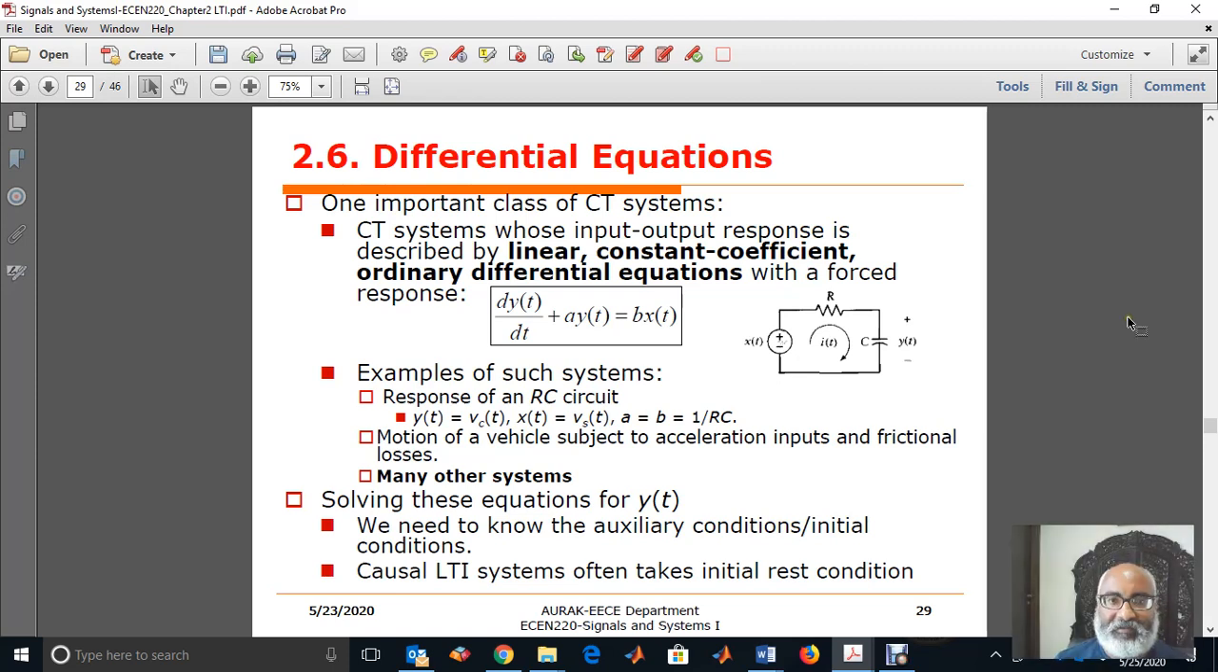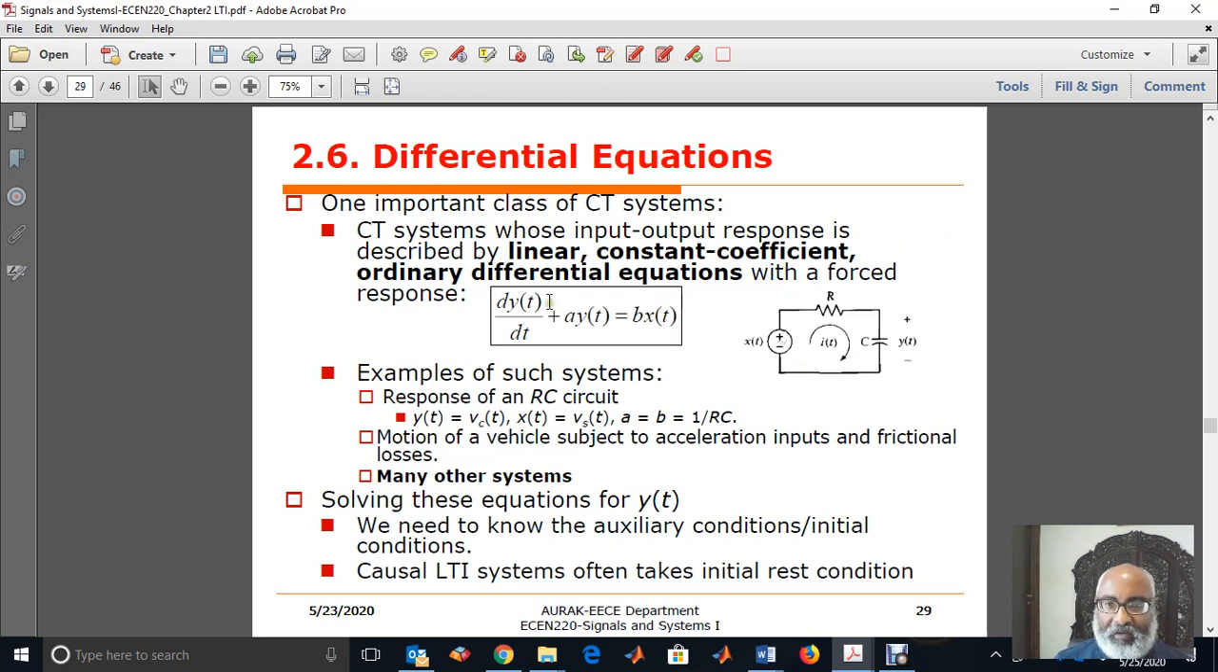Hello, students. In this lecture, we will study systems described by differential equations. That means how we can determine the output if the input-output relationship of the system is described by a linear constant coefficient ordinary differential equation.